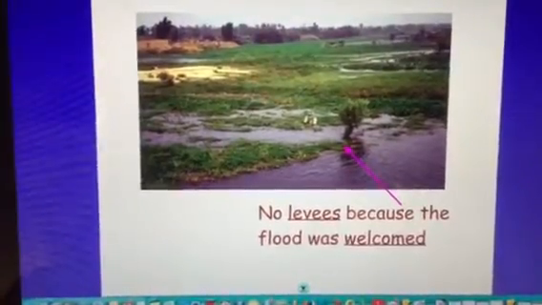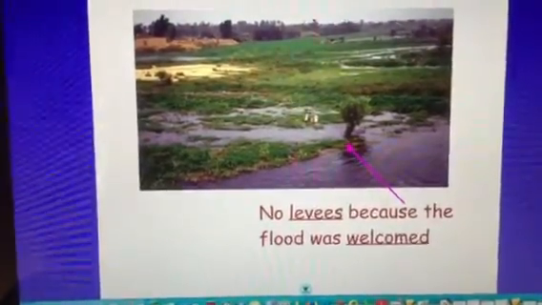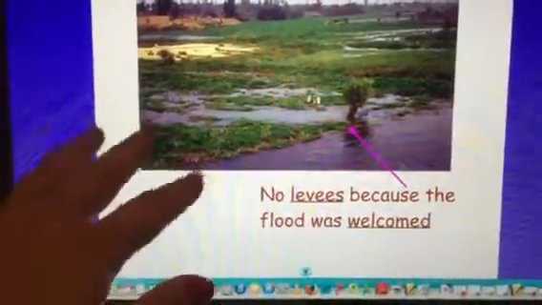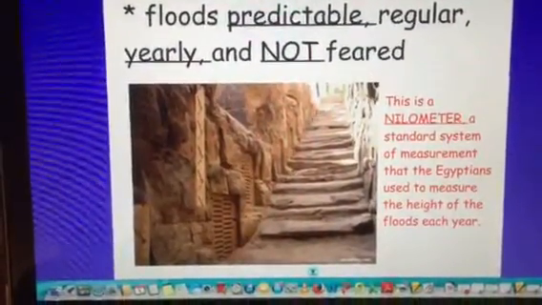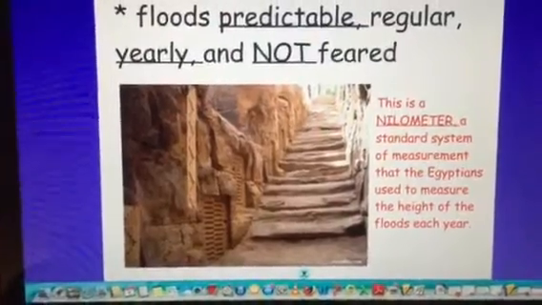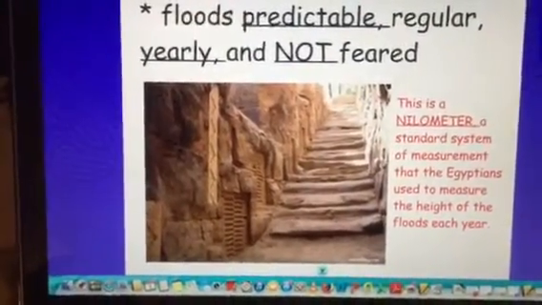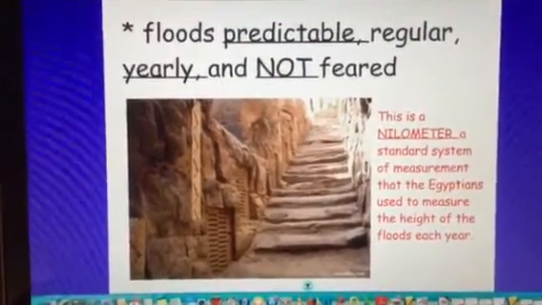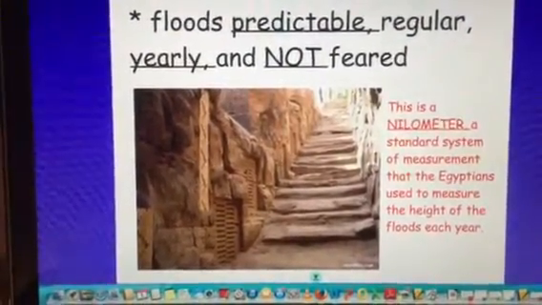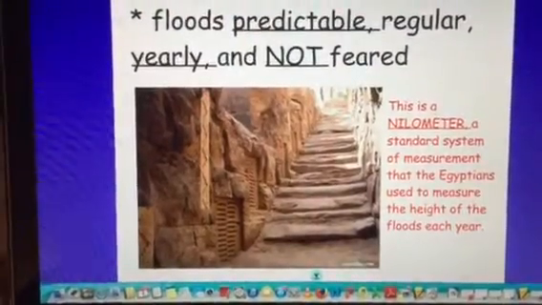There are no levees because the flood was welcomed. Okay, so the flood was predictable, so the Egyptians liked it. See those people right there? They're out there working the fields and their crops. They just let the river flood over the land. The floods were predictable, regular, yearly, and not feared. So that's very different than Mesopotamia because the Mesopotamians feared the floods because those were unpredictable. In Egypt, they liked them and they welcomed them because they were predictable.